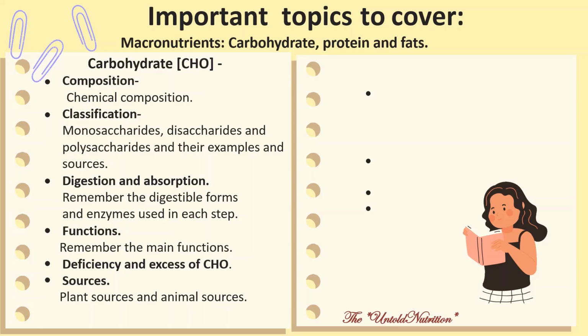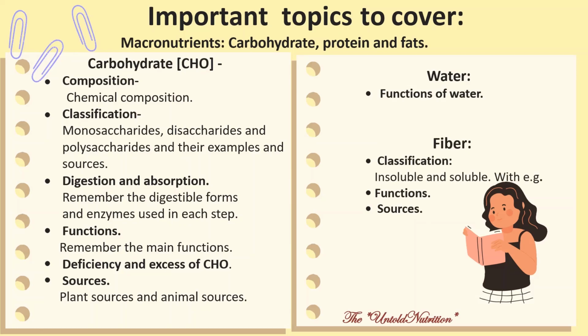Keep an eye on the main compound used, product formed and enzyme used, their functions, deficiencies and last one is sources. Just remember wherever possible, memorize the sources perfectly. For water, do only functions and for fiber, remember the classification, function and sources. Fiber is the favorite part of the interviewer, so don't ignore it.